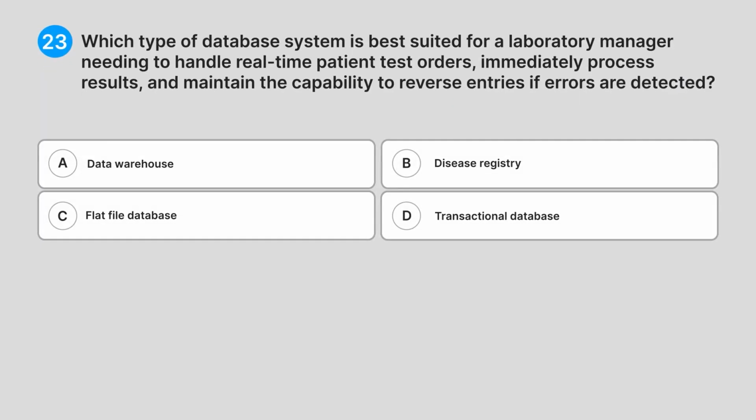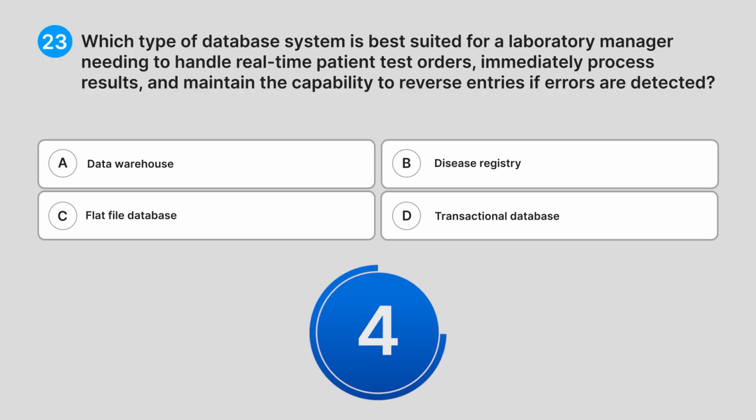23. Which type of database system is best suited for a laboratory manager needing to handle real-time patient test orders, immediately process results, and maintain the capability to reverse entries if errors are detected? A. Data warehouse. B. Disease registry. C. Flat file database. D. Transactional database. Can you guess the answer?